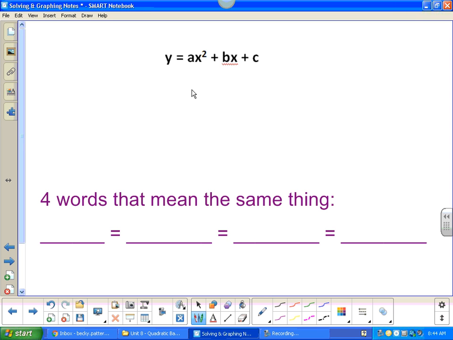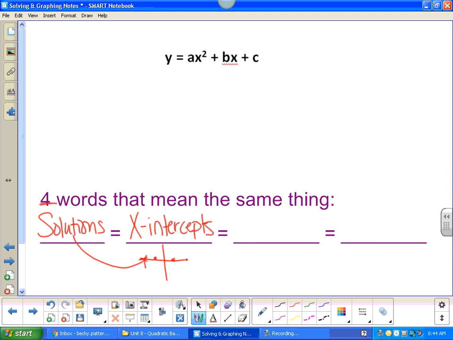Now, let's talk about some vocabulary. 4 words that mean the same thing. Solutions. Solutions are when you set that quadratic function equal to 0 and you solve it, and you get the solutions. The solutions are the same thing as the x-intercepts. Now the x-intercepts are on a graph where it crosses the x-axis. So my solutions are these places where it crosses the x-axis. So that helps us graph it.